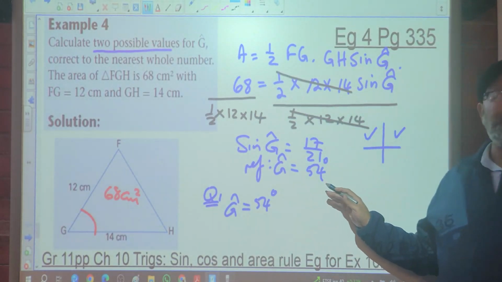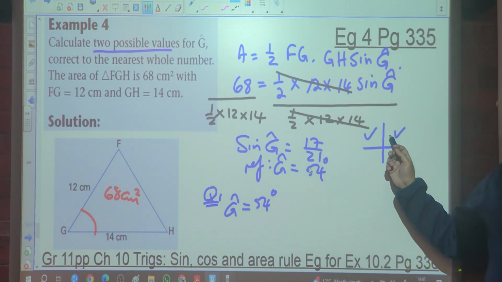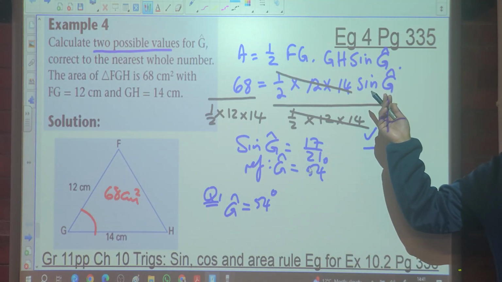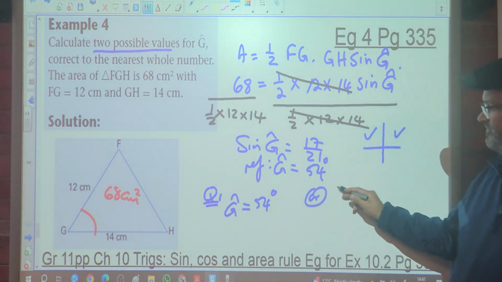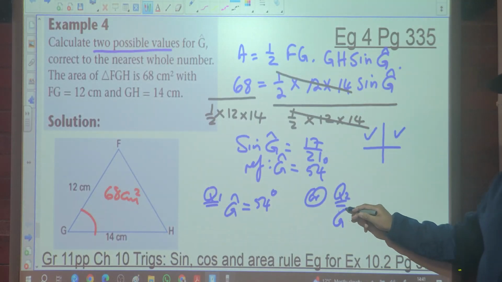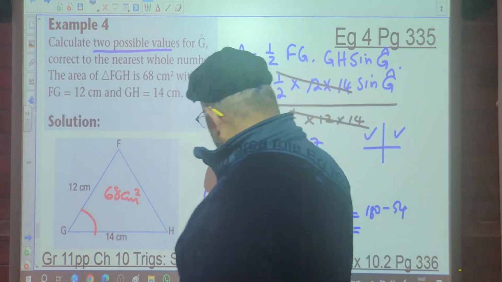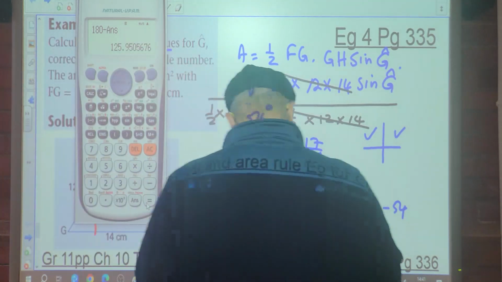Must I go with plus k times 360 here? Why not? If it's going to say plus 360, it's going to take you out of the fold of a triangle. The triangle won't exist to us. Or in quadrant 2, what would it be? 180 minus 54. That is 126.